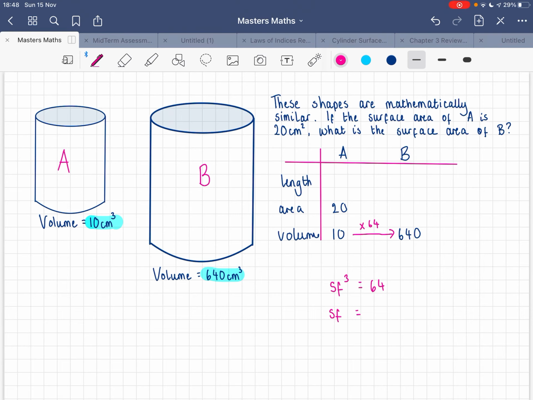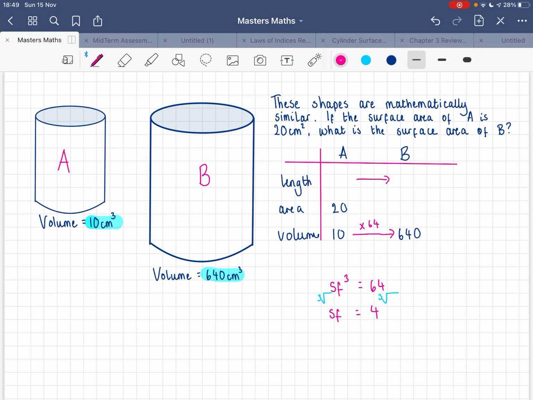I need to find just the scale factor and I have to do the same thing again. I have to root it, but this time because it's a cubed, I have to cube root the scale factor in order to get the original one. So I have to do the cube root of 64, which you can do on your calculator, is 4. 4 times 4 times 4 makes 64. So my basic scale factor is just 4.